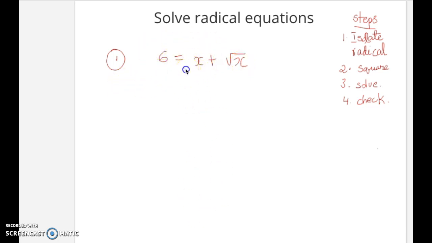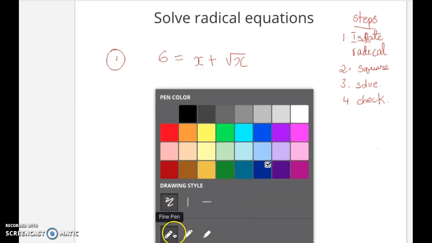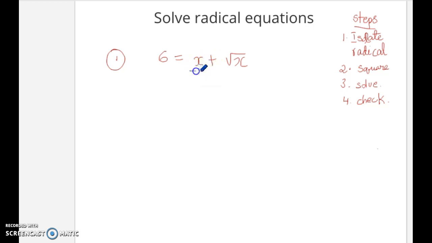So to do that, we will subtract x on both sides. We're going to minus x here and minus x here, and x will cancel. And I'm going to write it over here. Square root of x is 6 minus x. Now that's the first step.